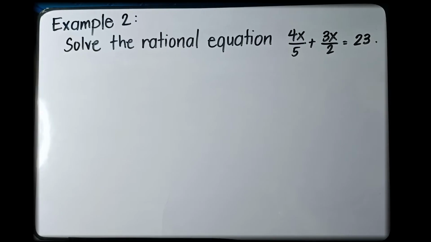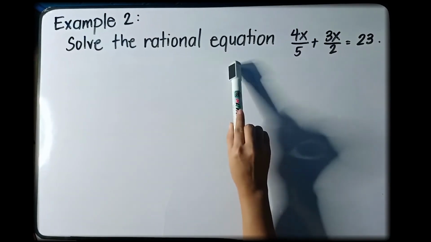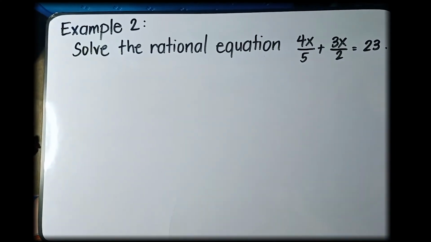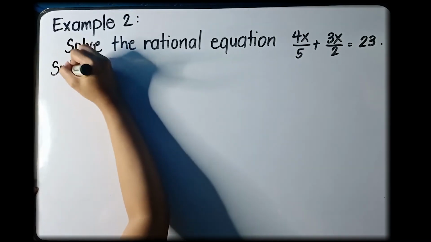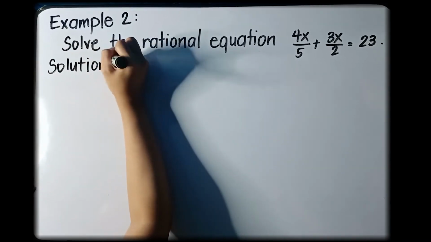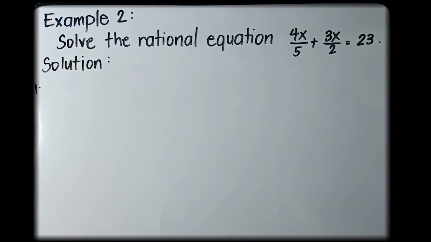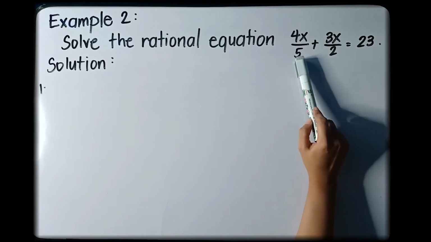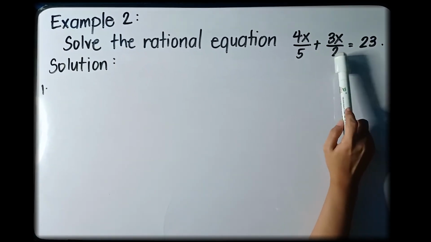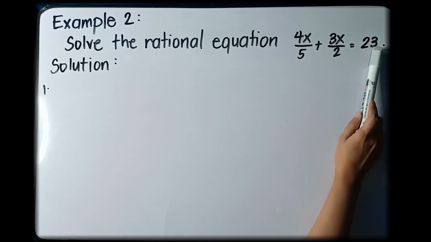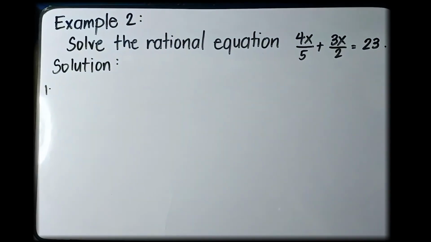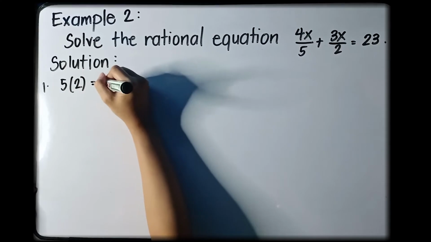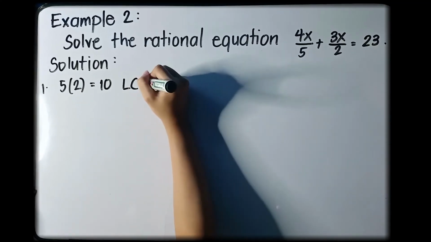Second example: solve the rational equation 4x over 5 plus 3x over 2 equals 23. So we have the given rational equation, so let's have the solution. First, let us identify the LCD of our rational equation. We have the first denominator 5, the second denominator 2, and the denominator on the other side is 1. So we have 5 times 2 times 1, which is equal to 10. So this is now your LCD.